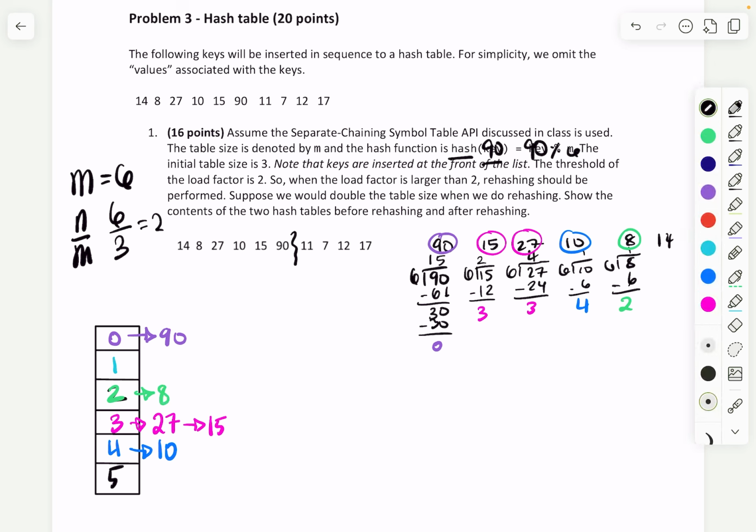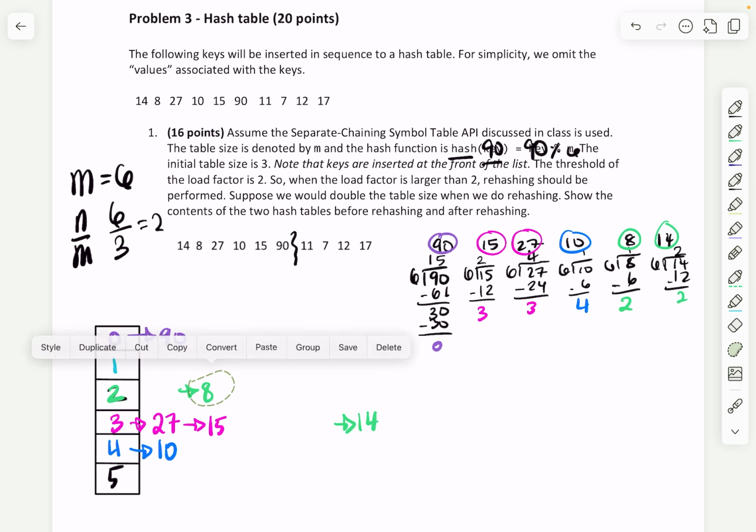And then 14, 2, 12, 2 again. So that's 2. So 14 is going to be pushed. So we have 14, and we are literally pushing it in from the front. So we have to push 8, move it over. It's being pushed over by 14 so that 14 can enter from the front.